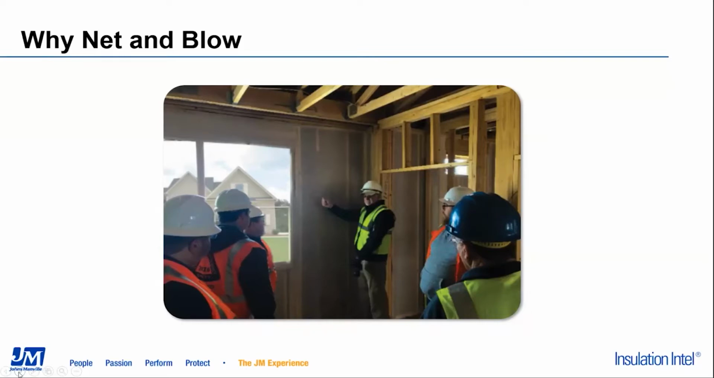The net and blow system provides a uniform density and fills the costly air gaps that are associated with the more traditional way of insulating. Tests showed that a 4% void area from a poorly installed batt can cause a 50% increase in heat loss. When done properly, the net and blow system eliminates these voids and does not settle.